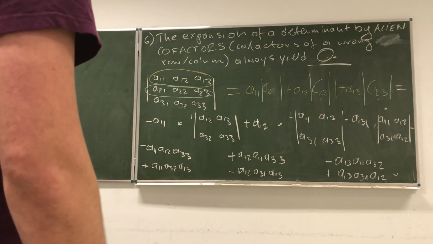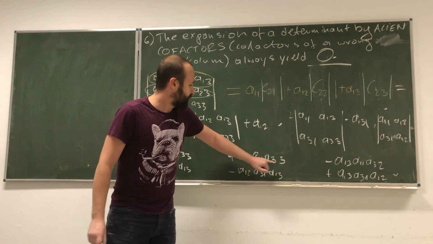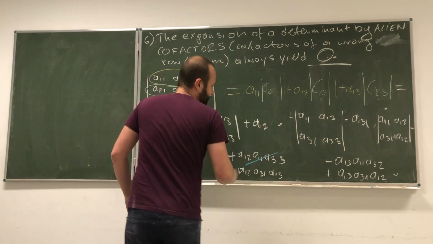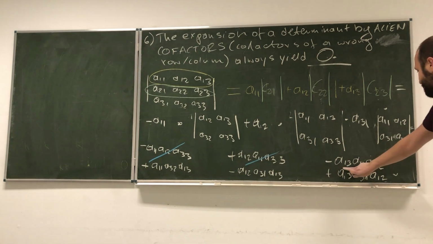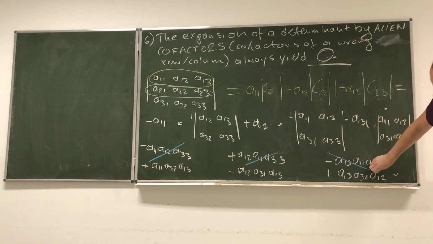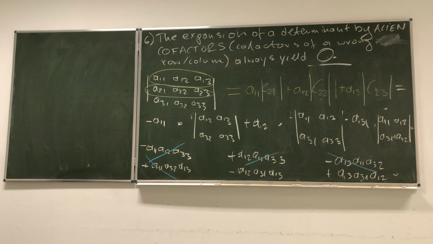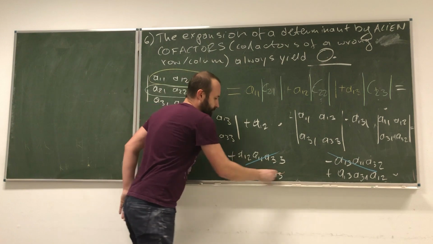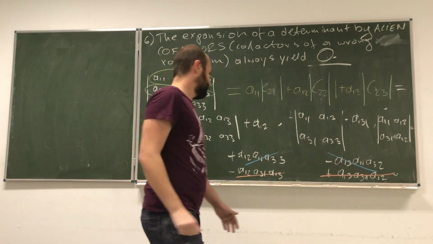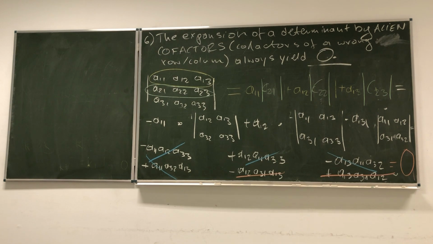Do we see any resemblance? Oh, I see one here. A11, A12, A33, A12, A33. They have the same values, opposite signs. Now, any other? Oh, here. This one is exactly the same as this one. And finally, I can clearly see that those two are also identical. So, we cancel each other out because they have opposite signs. What I come up with at the end is 0.